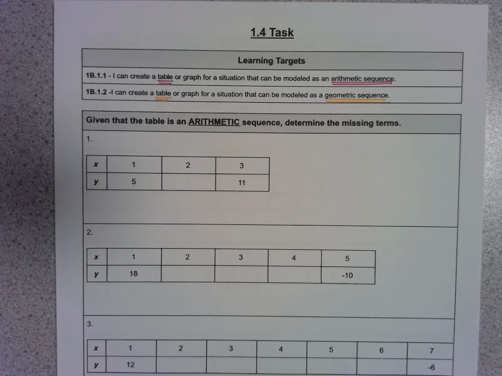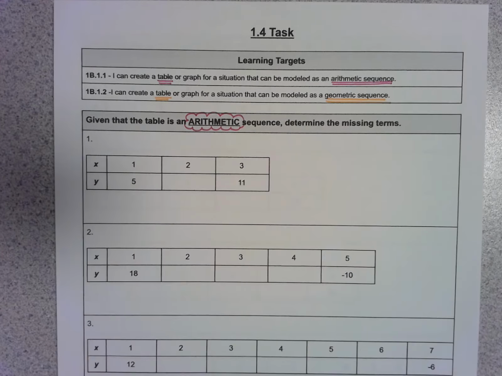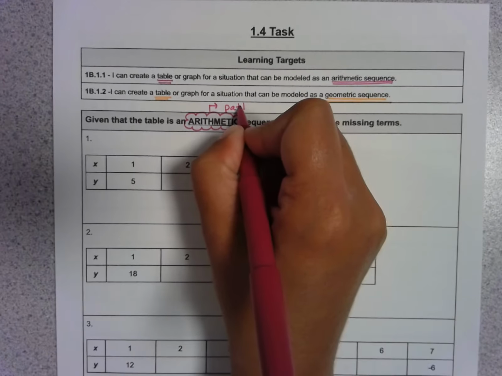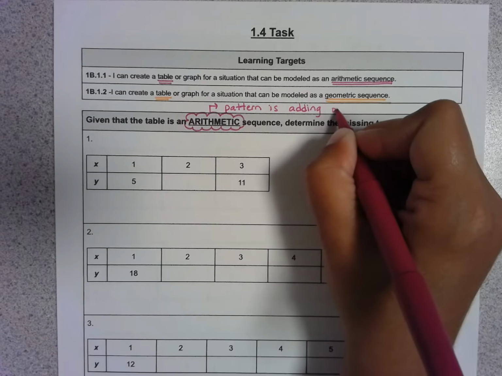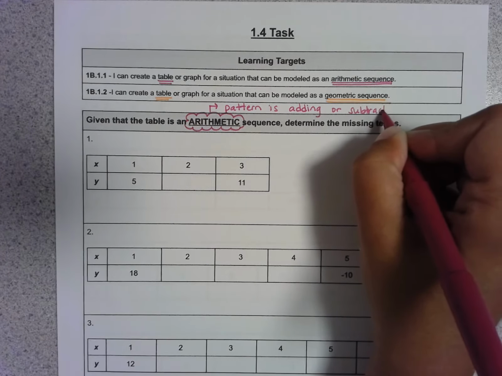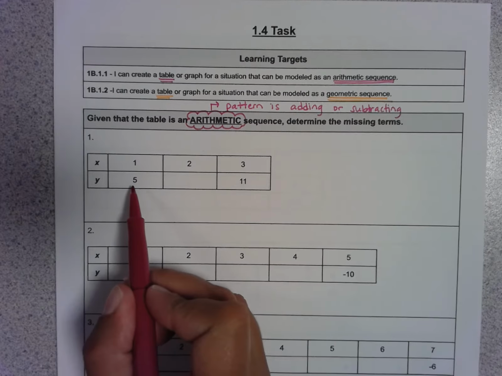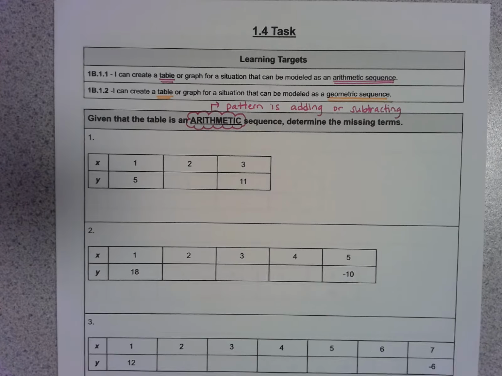For each of these problems on the first page of the notes, it says, given that the table is an arithmetic sequence, determine the missing terms. It's really important to read this carefully and understand that having an arithmetic sequence tells us certain things about the problem. When we have an arithmetic sequence, we know for sure that the pattern in the table is either adding by the same amount each time or subtracting by the same amount each time. Our goal today is to fill in this table. If we start with 5, are missing the middle number, and end with 11, how can we get there by adding the same amount or subtracting the same amount each time?